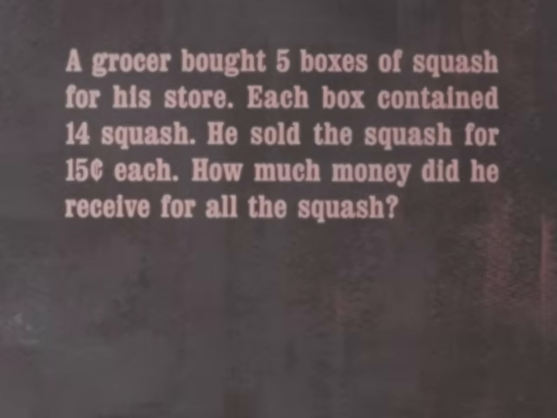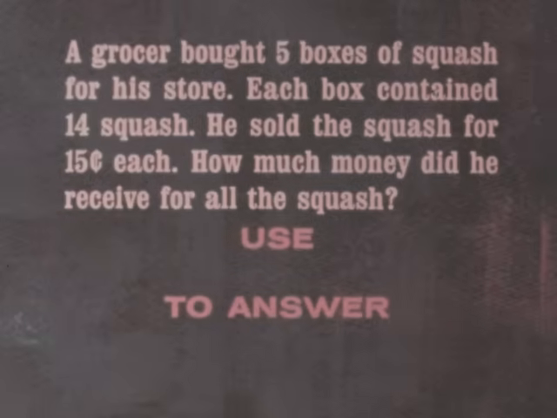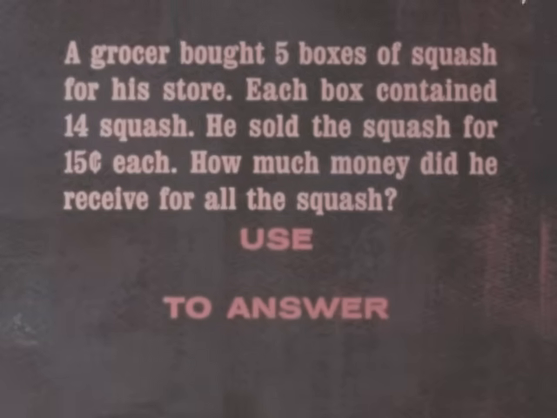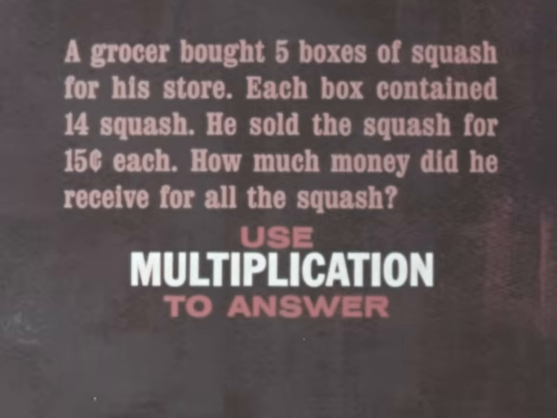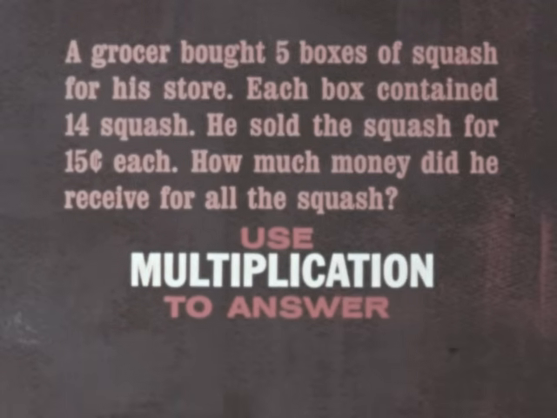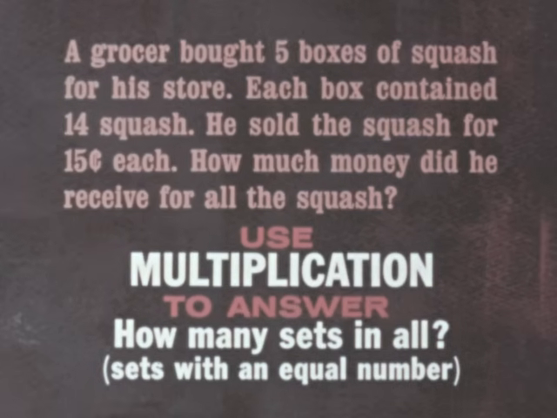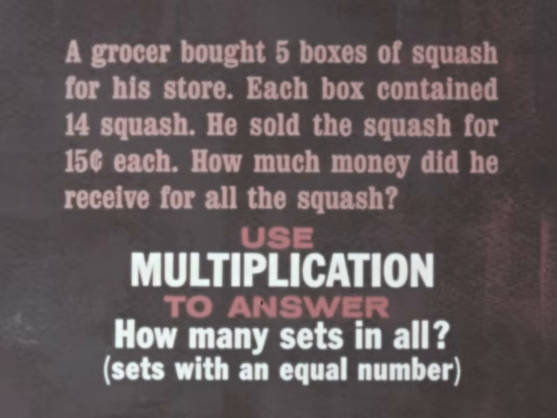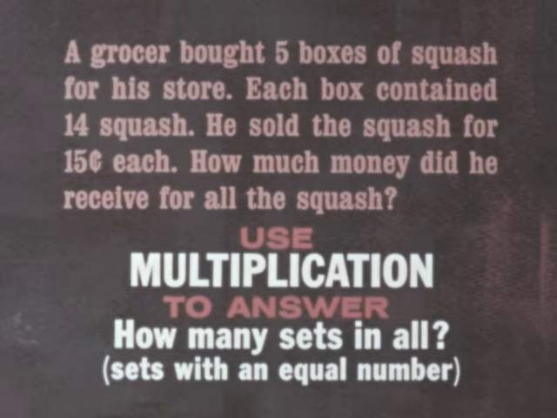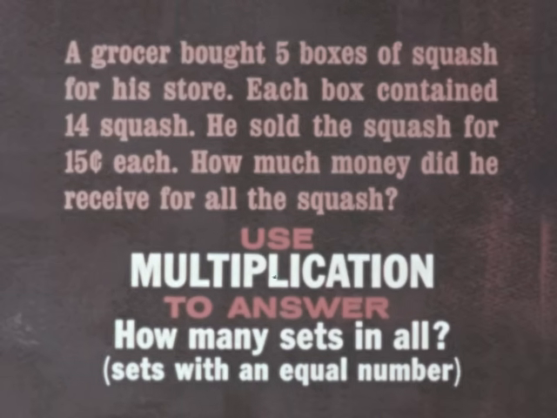To decide which operations to use when no symbols are given, review with your mind the different operations. Here is the operation multiplication. Will you use it? Yes. You want to find how many in all there are in 5 equal sets of 14. And also how many dollars and cents the grocer will receive selling all the squash at an equal price, 15 cents.